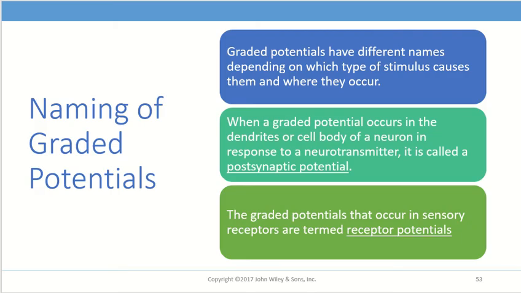When it comes to naming graded potentials, they are going to have different names depending on which type of stimulus is going to cause them and where they occur. So when a graded potential occurs in the dendrite or cell body of a neuron in response to a neurotransmitter, it's called a postsynaptic potential. And the graded potential that occurs in sensory receptors is going to be termed a receptor potential.